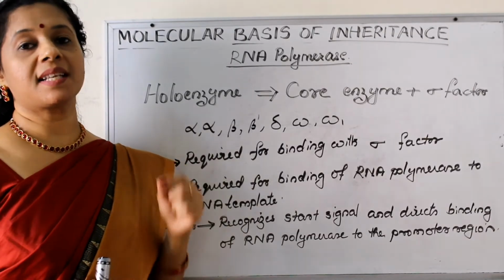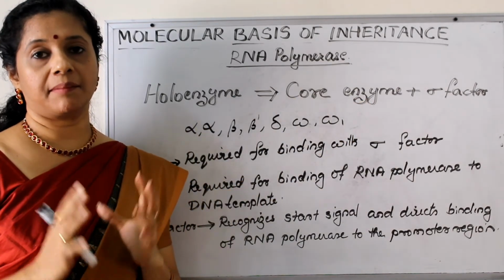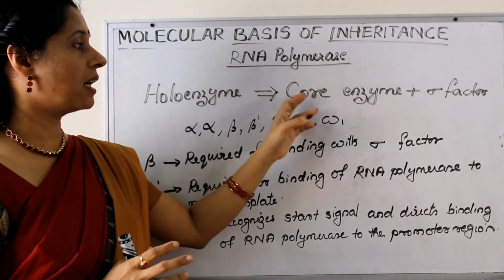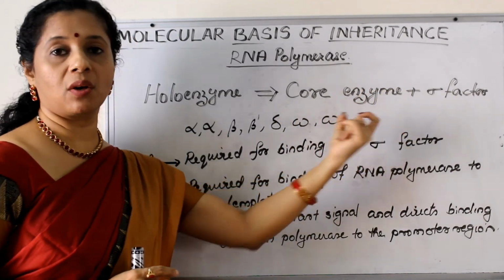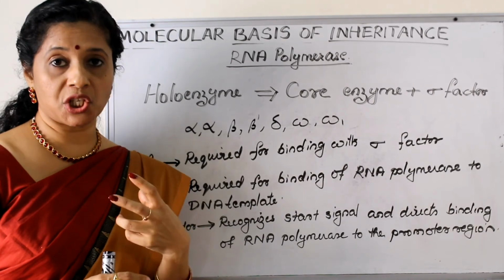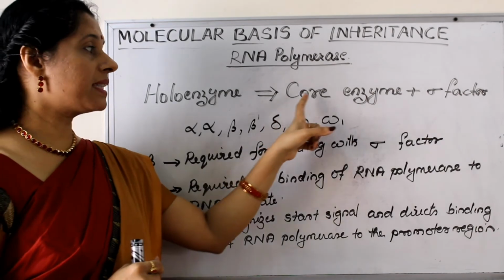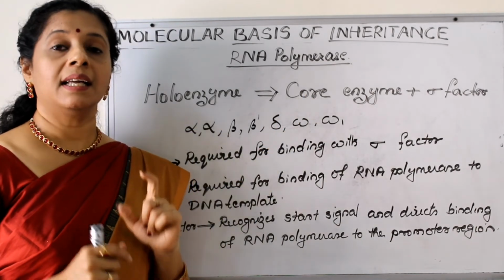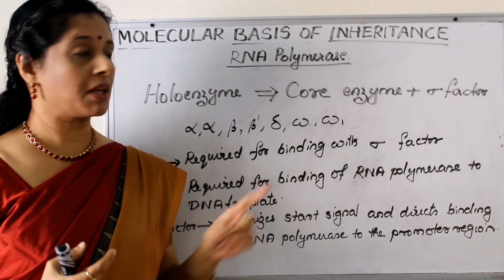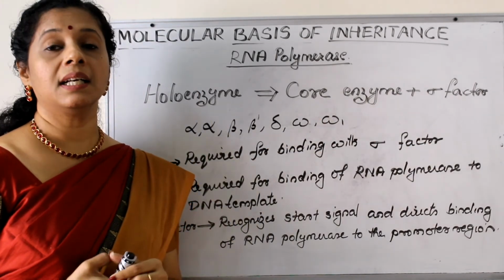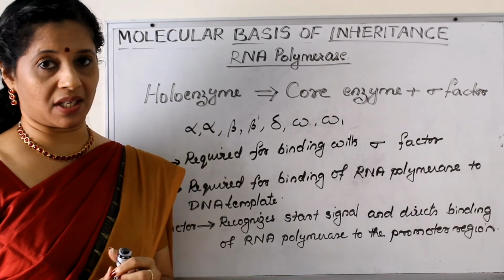So in prokaryotes, RNA polymerase consists of two parts, that is the holoenzyme. The total enzyme should have two parts, core enzyme and sigma factor. Once these two combine together only, the RNA polymerase is functional, or rather it can catalyze transcription. Do you know why? Because if only core enzyme is present, it will transcribe both the strands. We don't want both the strands to be transcribed. So when it binds with the sigma factor, then it becomes a holoenzyme. Holoenzyme will transcribe only one of the strands.